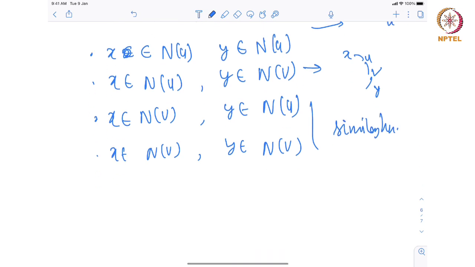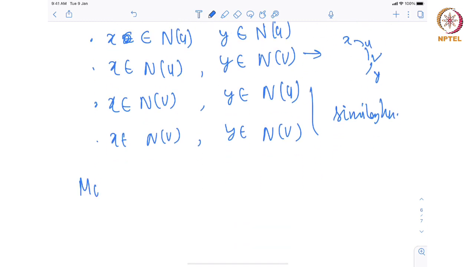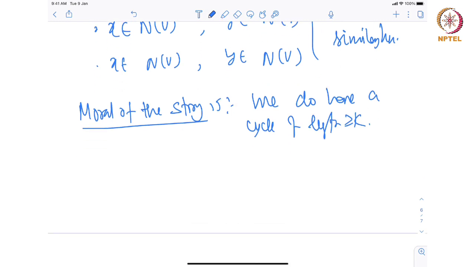So, the moral of the story is that we do have a cycle of length at least k. Okay. What did we gain?